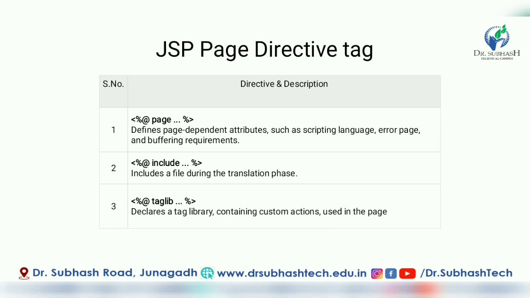And the third is taglib. The taglib directive is used for declaring a tag library containing custom actions used in the page. In JSP, there are different tag libraries, custom tags, and expression language. So if we want to use a particular tag library, then we have to use this taglib directive. These are the different directive tags which we use for specific purposes.